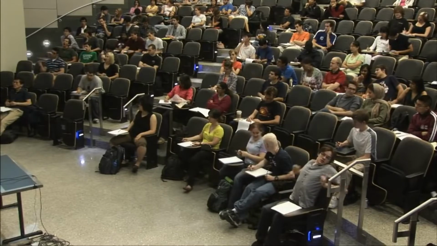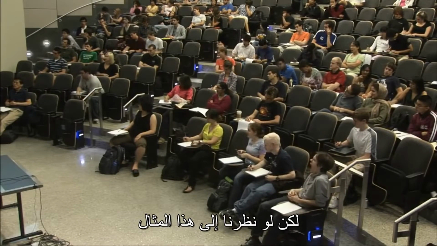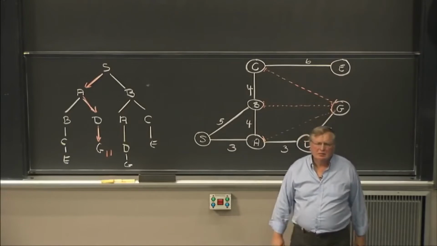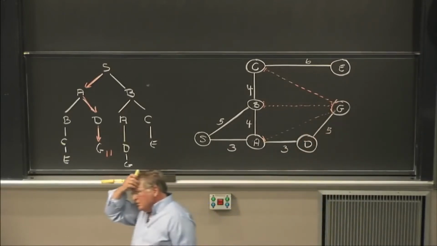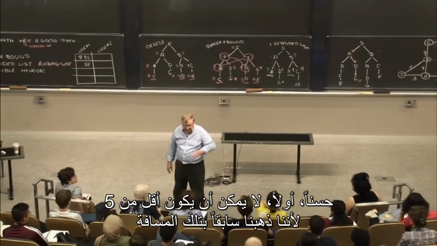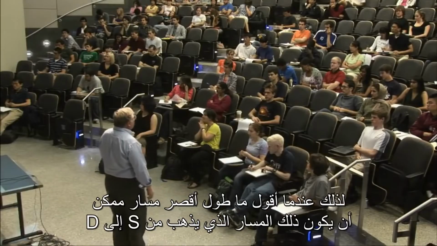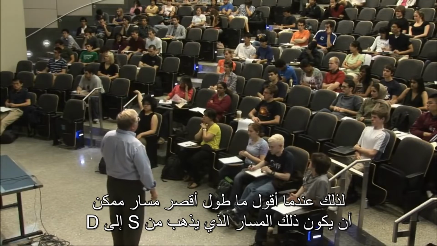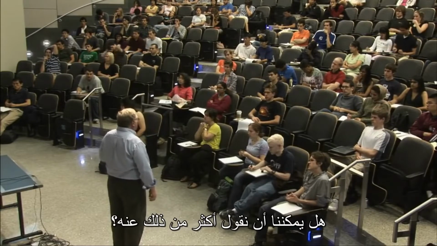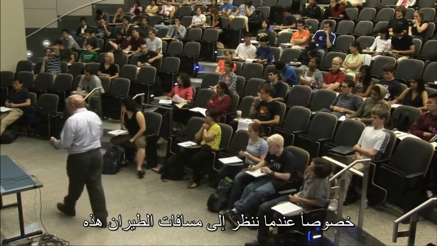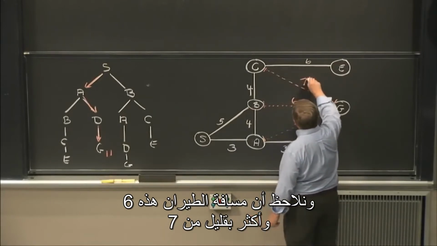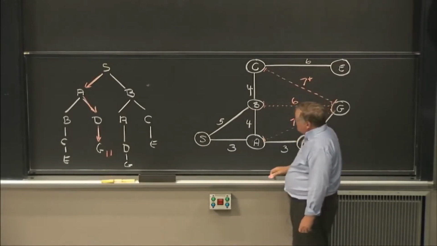But if we look at this example, what's the shortest possible length of a path that's already gone from S to B? What do you think, Tanya? Well, first of all, it can't be less than 5 because we've already gone that distance. So when I say what's the shortest length of any path that could possibly go from S to B, we know it's at least 5. But can we say something more about it? Especially when we look at these airline distances and note that this airline distance is 6, and that's a little more than 7, and that's a little more than 7. So what do you think?